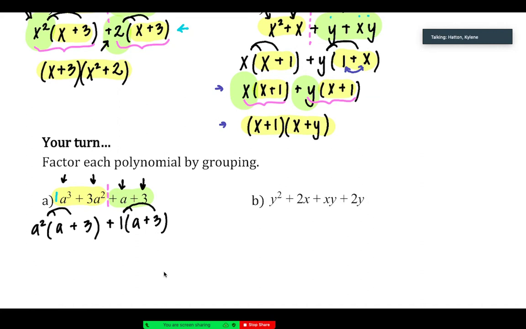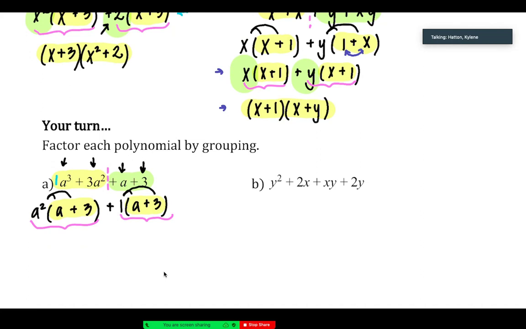And then from here we have our common binomial factor for each term, keeping in mind that this is one term and this is one term. So when I factor out that a plus 3 from both terms, that goes out in front. When I pull it out of the first term, I'm left with an a squared. When I pull it out of the second term, I'm left with a plus 1. So I'm left with a squared plus 1. So altogether, a plus 3 times a squared plus 1.